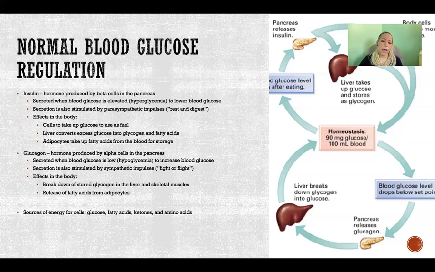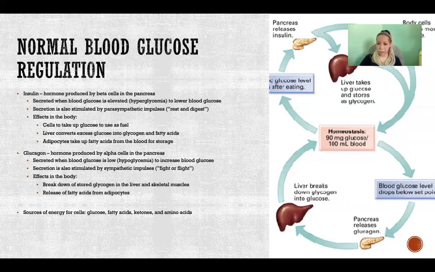Okay, glucagon has the opposite effect. It's produced by the alpha cells in the pancreas. We secrete it when our blood sugar is getting lower than our desired homeostatic range. And so it has the opposite effect of everything that insulin does. It goes to the liver and says, okay, time to break down glycogen. So it causes the liver and the skeletal muscles to break down glycogen so that we release that stored glucose into the bloodstream to raise the level. And it also tells the adipocytes to release the fatty acids back into the bloodstream.